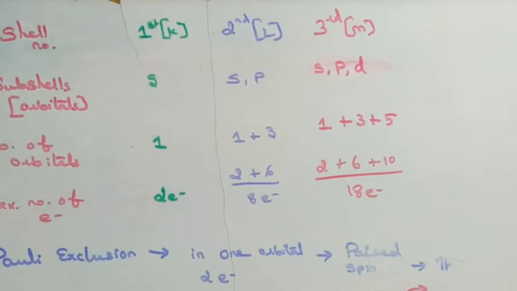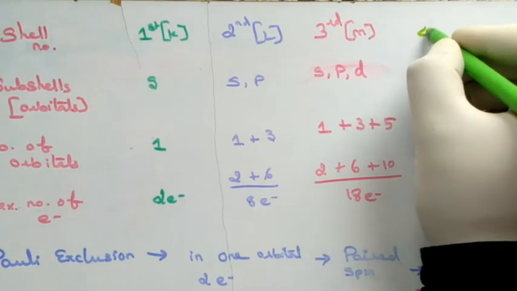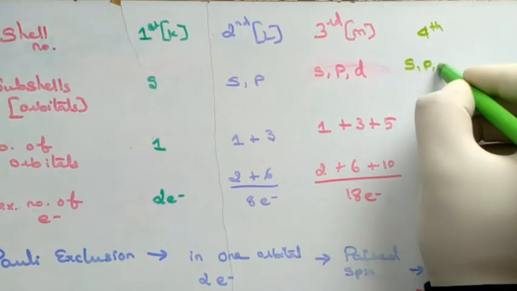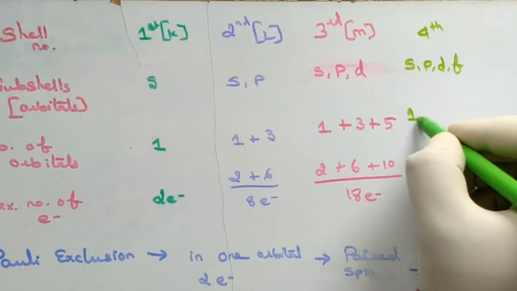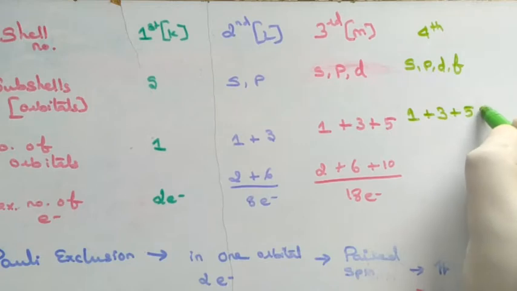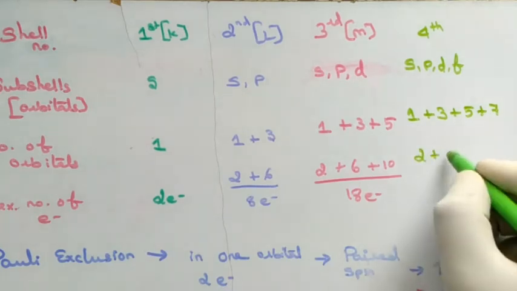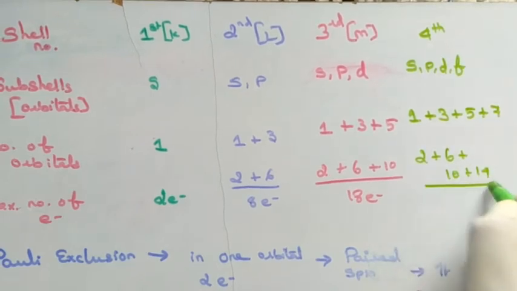Next we are going to see the fourth shell. The fourth shell is named the N shell, and in the fourth shell the subshells are S, P, D and F. In the S subshell there is only one orbital, in the P subshell there are 3 orbitals, in the D subshell there are 5 orbitals, and in the F subshell there are 7 orbitals. So 2 ones are 2, plus 3 twos are 6, plus 5 twos are 10, plus 7 twos are 14. Totally 32 electrons can occupy in the fourth shell.